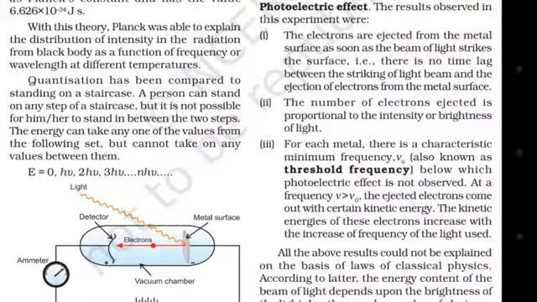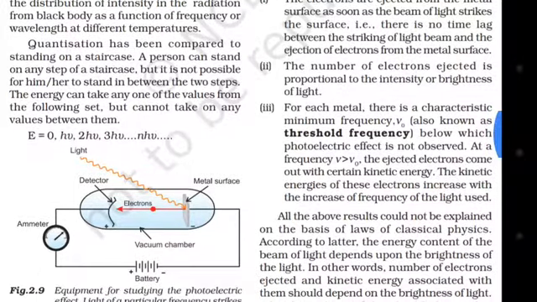First, the electrons are ejected from the metal surface as soon as the beam of light strikes the surface. That is, there is no time lag between the striking of the beam and the ejection of electrons from the metal surface. Second, the number of electrons ejected is proportional to the intensity and brightness of light.